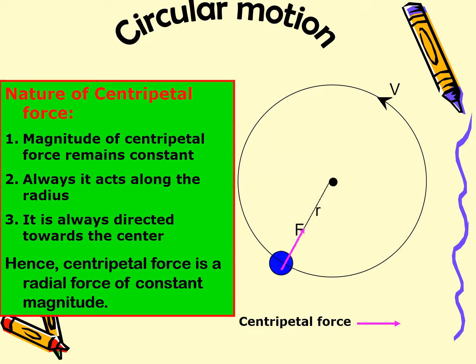What is the nature of centripetal force? First, the magnitude of centripetal force remains constant. Second, it always acts along the radius. Third, it is always directed towards the center. Hence, centripetal force is a radial force of constant magnitude.